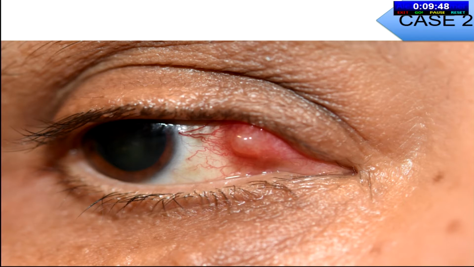What would you think it is? Which is the muscle over here? We have the medial rectus over here. A lesion sitting over the medial rectus, acute onset, nodular cystic cysticercosis. So this was a case of a cysticercosis, a myocysticercosis.